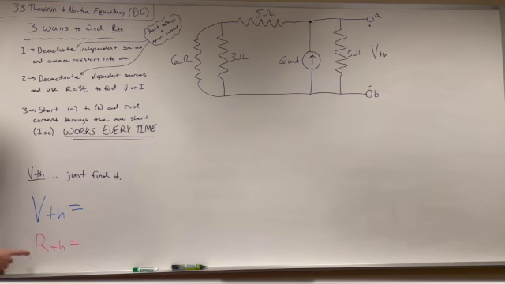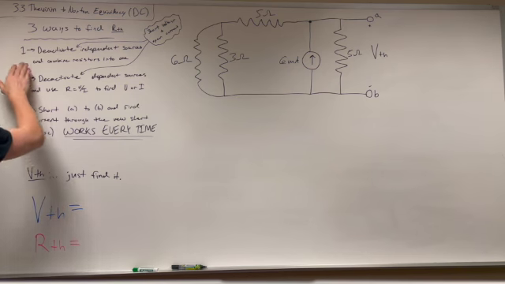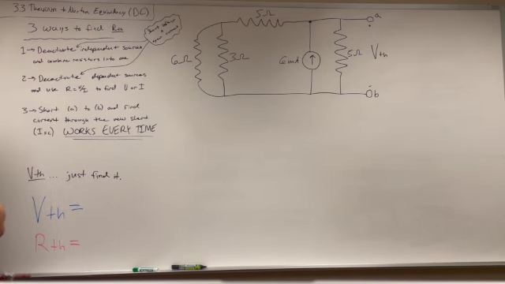And there are actually three ways to find R Thevenin, okay? The first one is to deactivate your independent sources and combine resistors into one. I like that one the best. Whenever I can do that one, I do that one.